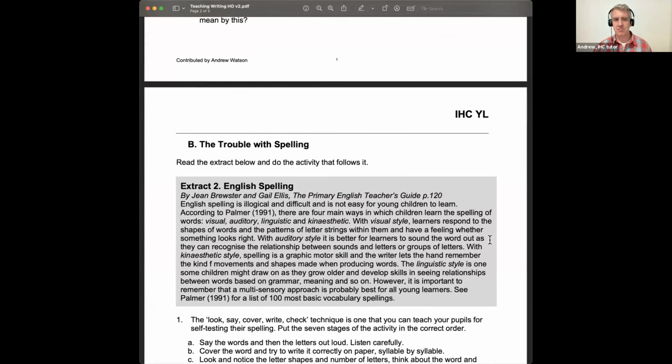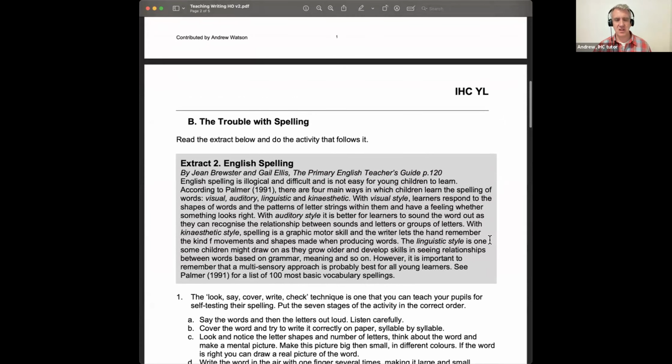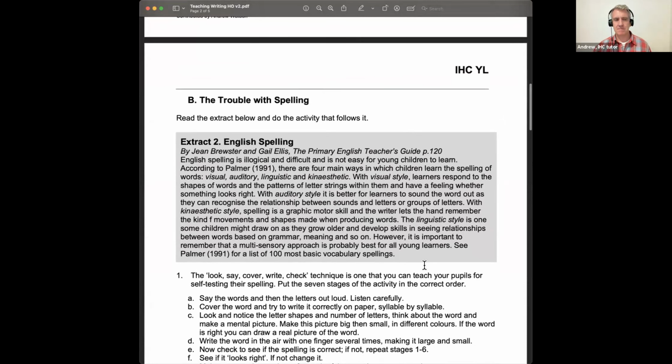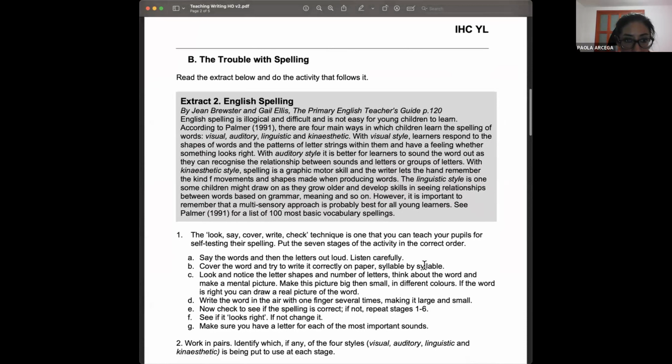What do you think Brewster and Ellis say about English spelling? In the first sentence. Paolo, can you read? Sure. By Jean, English spelling is illogical and difficult, and it's not easy for young children to learn. According to them, do you agree? From your own experience, do you agree with that? It's illogical and difficult?